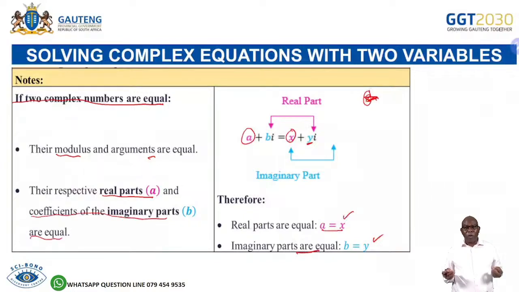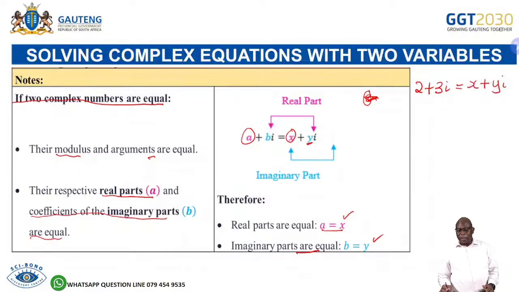So we're only going to equate the real parts and the imaginary parts. Real parts together, imaginary parts together. So if I've got something like this, if I've got just 2 plus 3i equals x plus yi, for instance. In this case, I can see that for the left-hand side to be equal to the right-hand side, the x must be 2 and the y must be 3.